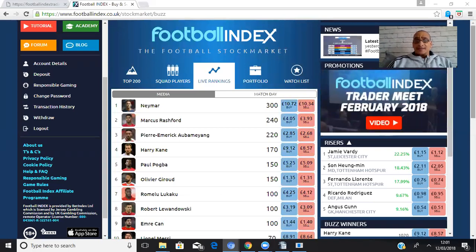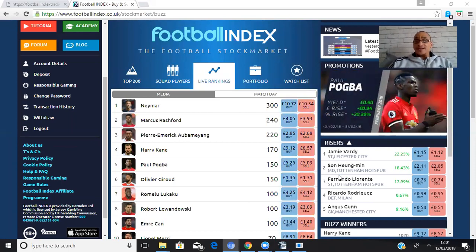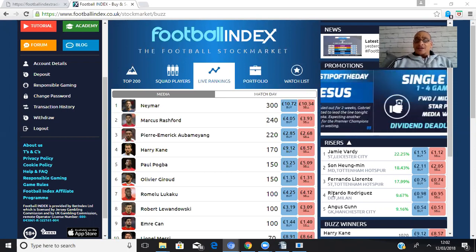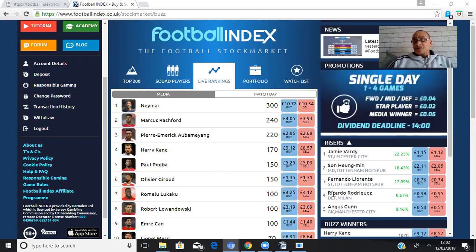So yesterday we had an obvious trend. If we look at the top three risers, we've got Jamie Vardy, Son, and Llorente. Now, the obvious trend there, if you look into it, you'll see that Harry Kane was injured. So his possible replacements for Spurs and of course for England, because England do have some friendlies coming up, and he isn't confirmed whether he's going to be out for the World Cup yet. So that is the obvious trend, the obvious trend of Harry Kane's injury.